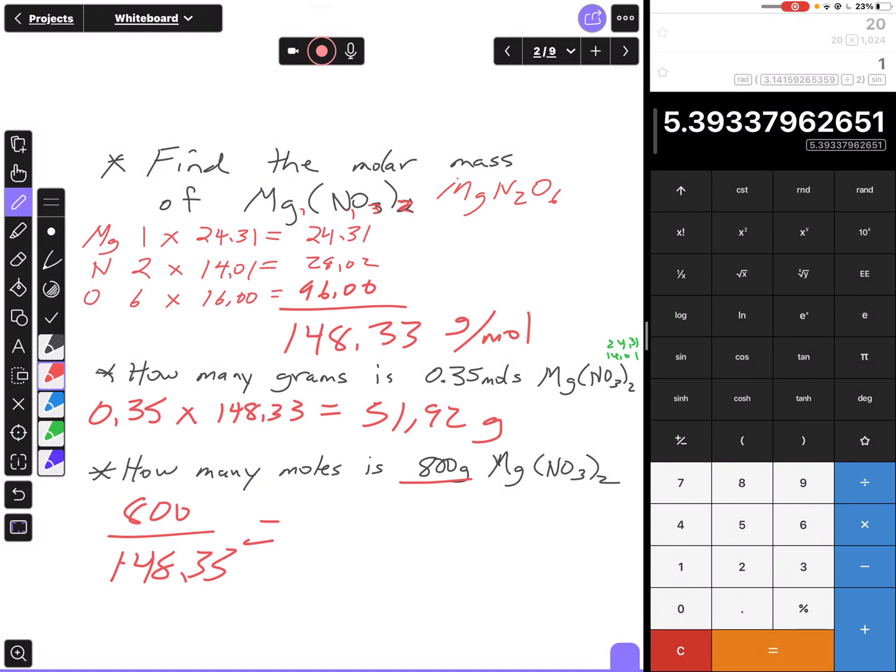And that would give me 5.39. That's 2 decimal places, 5.39. My units would be moles. And then my substance is MgNO3, which is magnesium nitrate. You have to understand how to do this right here to be able to do stoichiometry problems.